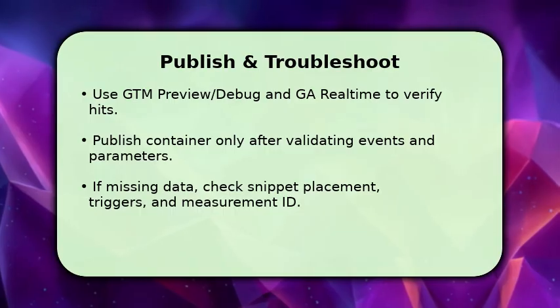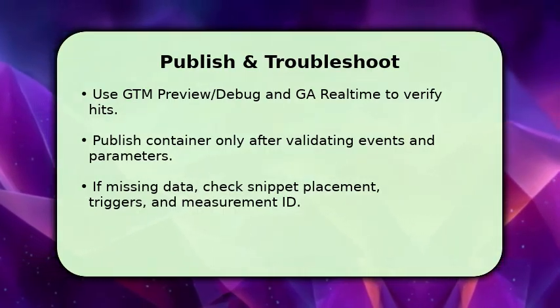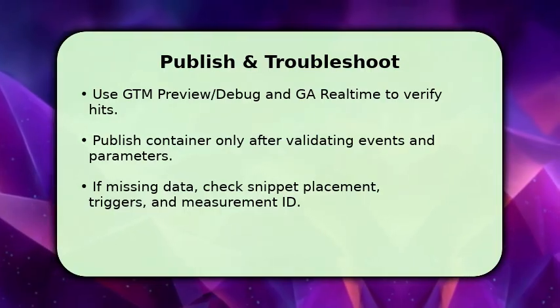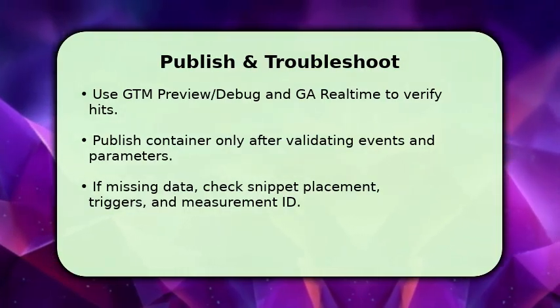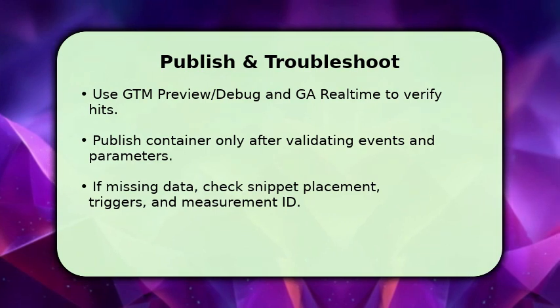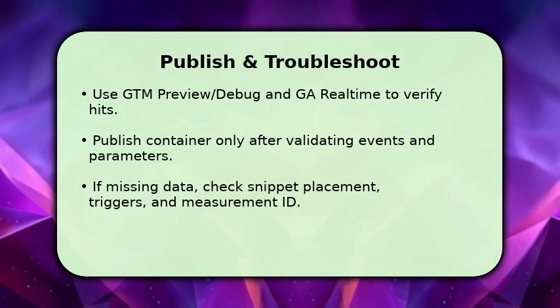If data doesn't appear, first confirm the GTM snippet is on every page and the measurement ID is correct, then recheck triggers and data layer variable names. If issues persist, use the browser console for JS errors and temporarily disable ad blockers that may block analytics.